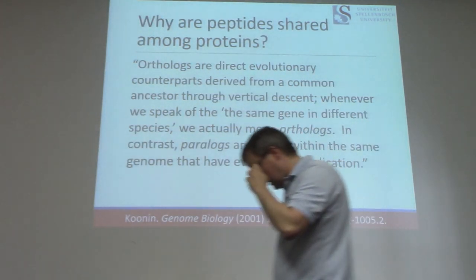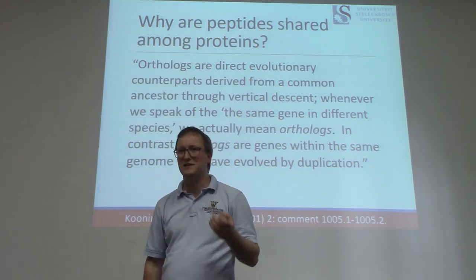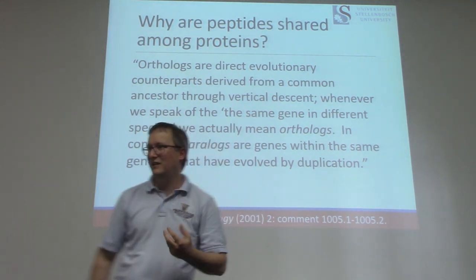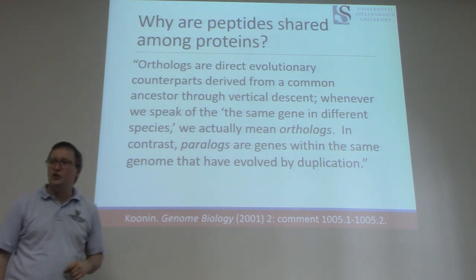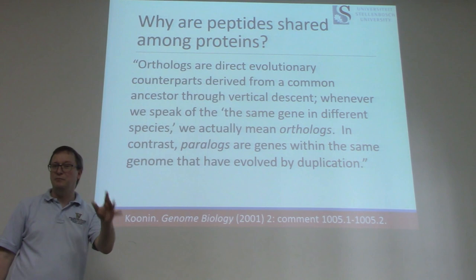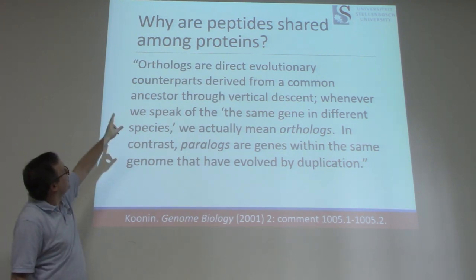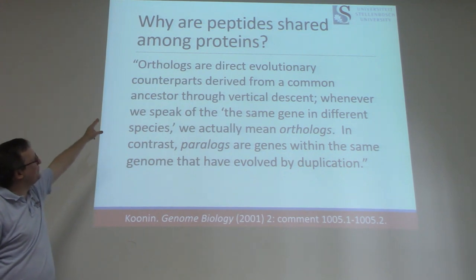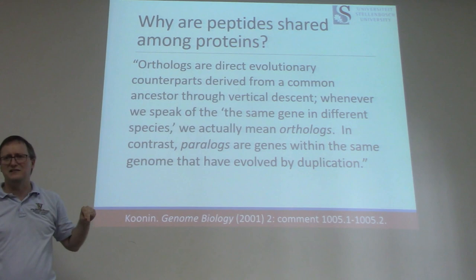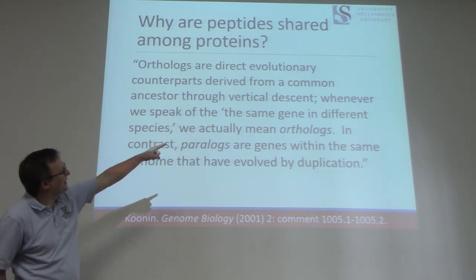All right. So why is it that inferring a set of proteins from peptides is so difficult to do well? Why are peptides shared among different proteins? You should already have some hint of this because we've been talking about orthology and paralogy, right? Orthologs are direct evolutionary counterparts derived from a common ancestor through vertical descent. Those are pretty words, aren't they? It's a little hard to get, though, so let me put it in nicer language.